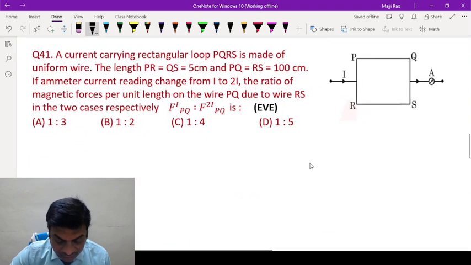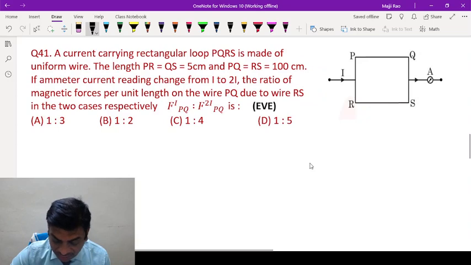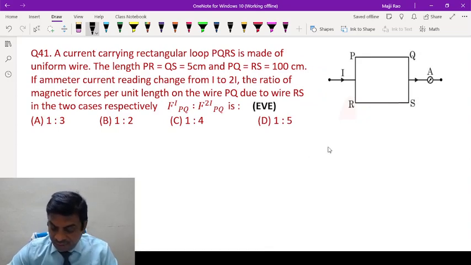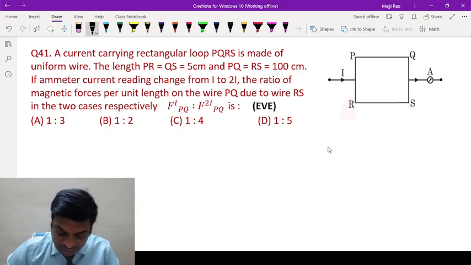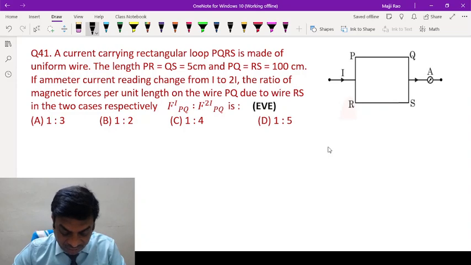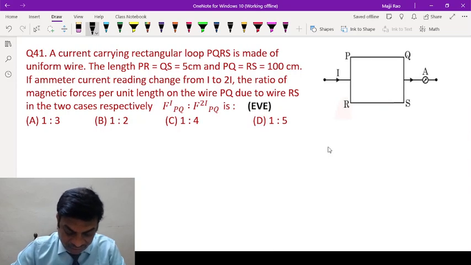A current carrying rectangular loop PQRS is made of uniform wire. The length PR and QS is 5 cm and PQ and RS is 100 cm. If the ammeter current reading changes from I to 2I, the ratio of magnetic forces per unit length of the wire PQ to the wire RS.